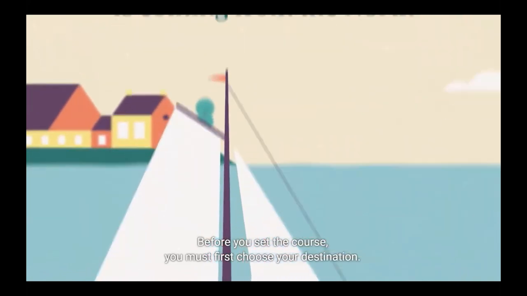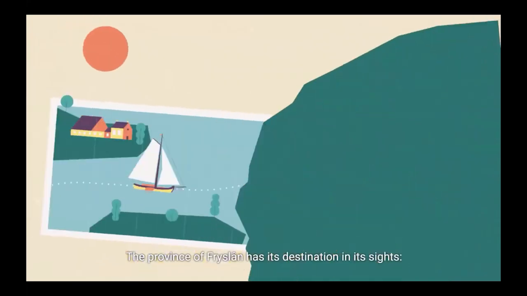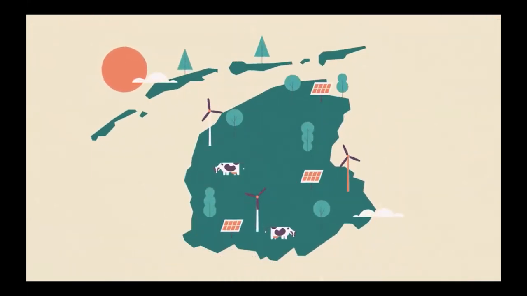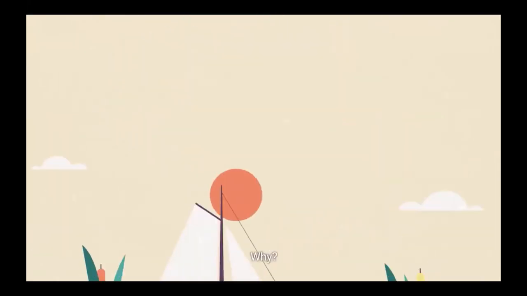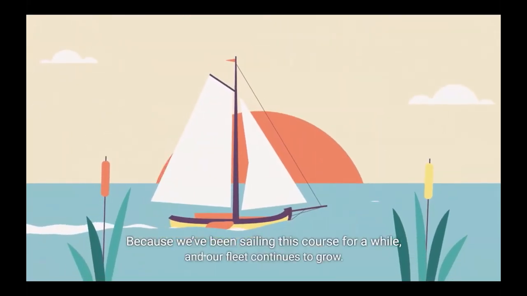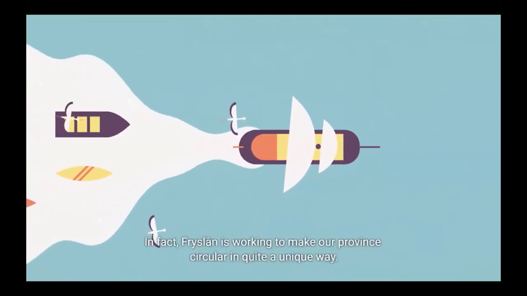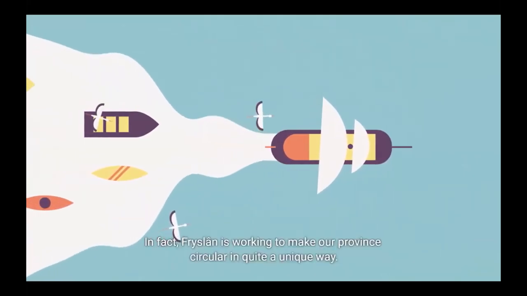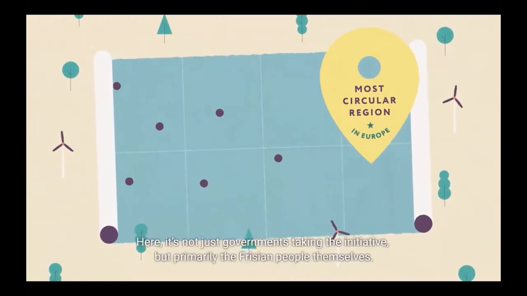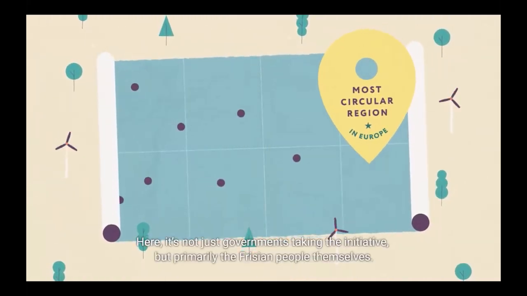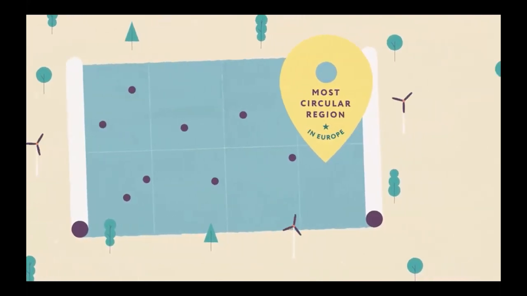Before you set the course, you must first choose your destination. The province of Friesland has its destination in its sights. We want to be the most circular region in Europe. Why? Because we've been sailing this course for a while, and our fleet continues to grow. In fact, Friesland is working to make our province circular in quite a unique way. Here, it's not just governments taking the initiative, but primarily the Frisian people themselves. They've charted a course towards circular living and working.